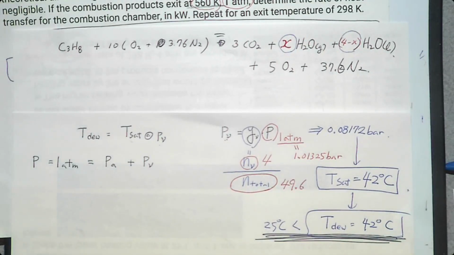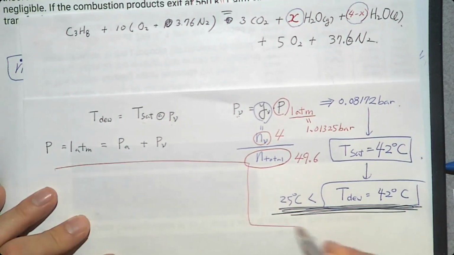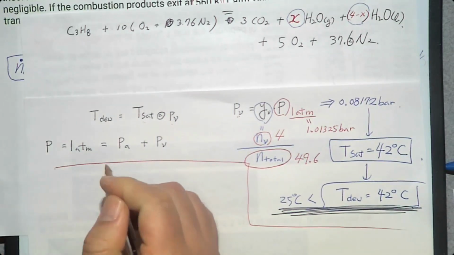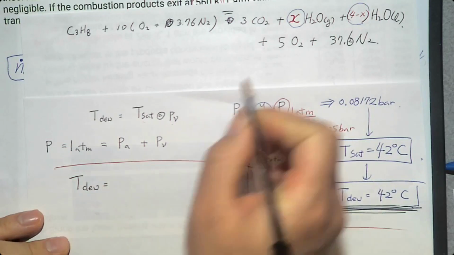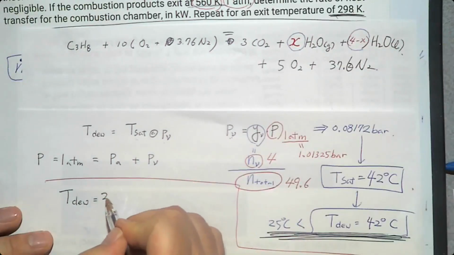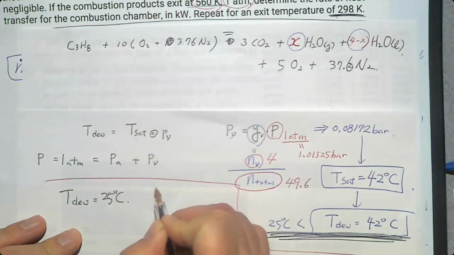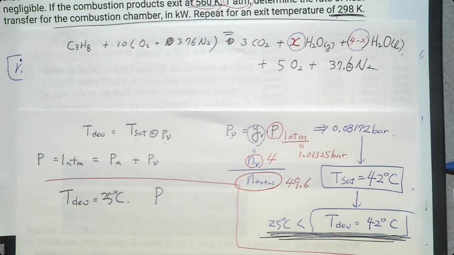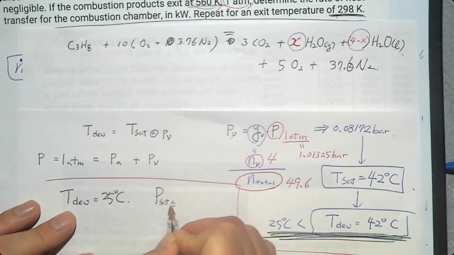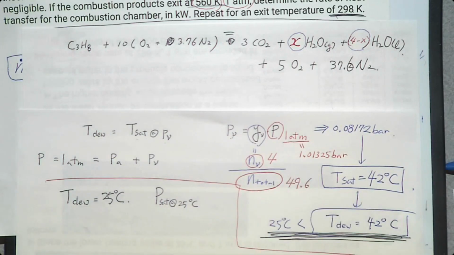Up there, 298. That's the dew point temperature. So this time I'm going to say the dew point temperature, T dew, is 298. That is 25 degrees Celsius. If you know the dew point temperature, can you determine the partial pressure? Yes. How? The saturation pressure at 25 degrees Celsius is the partial pressure of water vapor when the dew point temperature is 25 degrees Celsius.